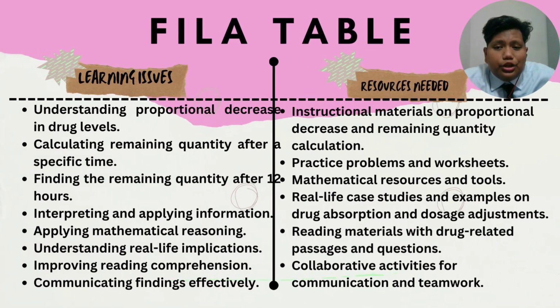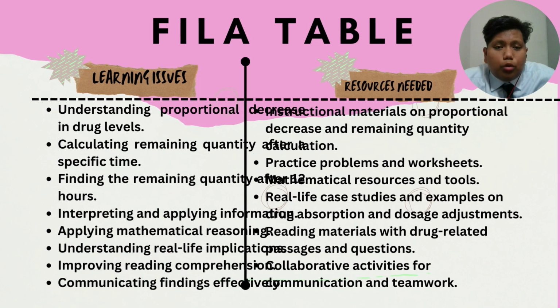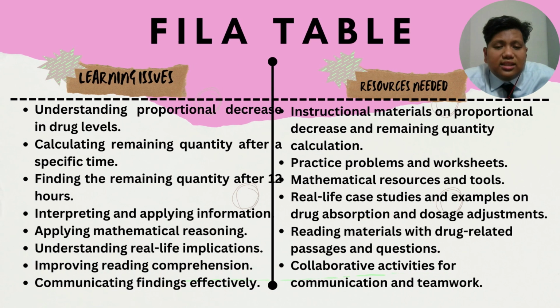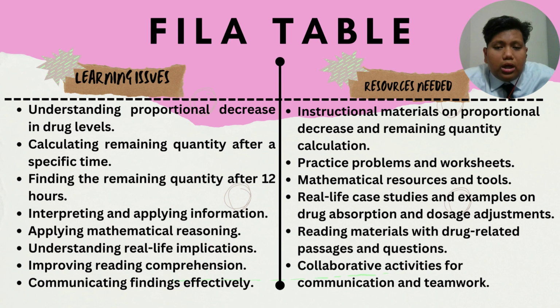For the learning issues, first we need to understand the proportional decrease in a drug level. We need to calculate the remaining quantity after a certain time. We need to find the remaining quantity after 12 hours. We need to interpret and apply information, apply mathematical reasoning, and understand real life implications. We also need to improve reading comprehension and communicate findings effectively.